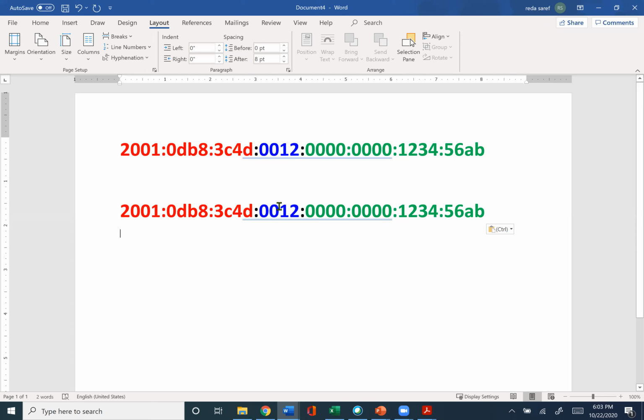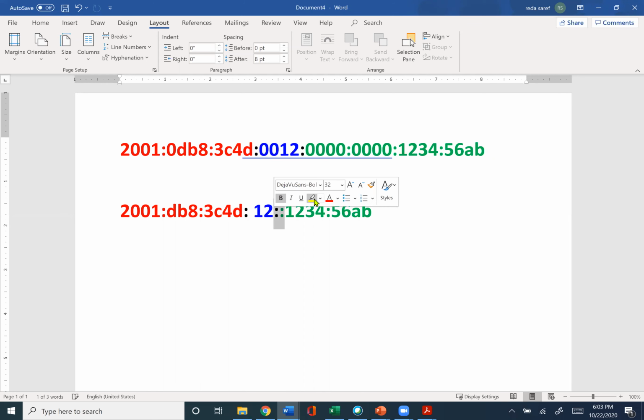So if I have, for example, this, I want to shorten it. The leading zeros, we said we take them off. This is a leading zero, take it off. And then these 2 right here could be represented by 2 colons. Okay, you guys got it?